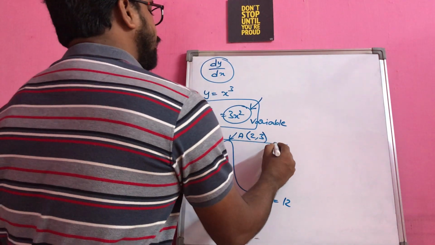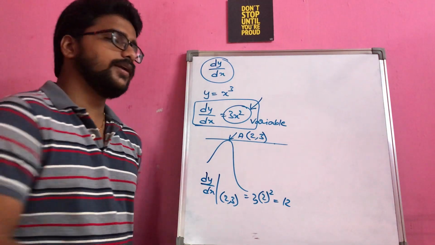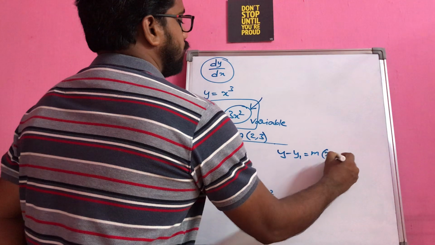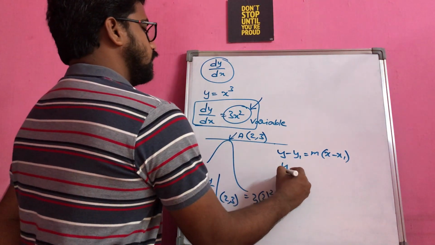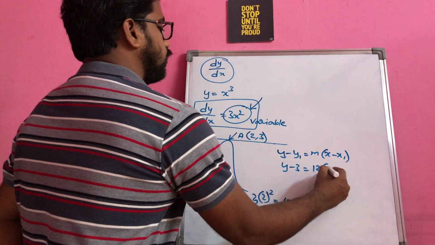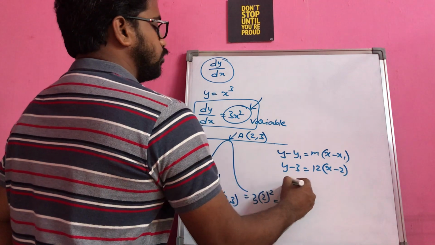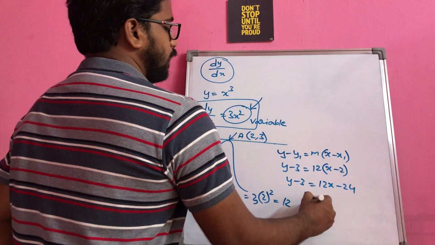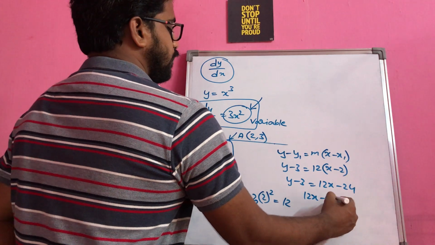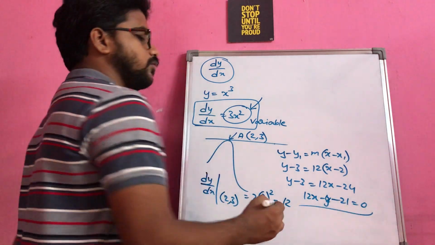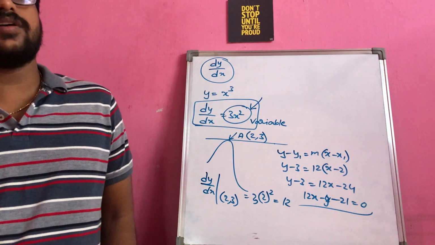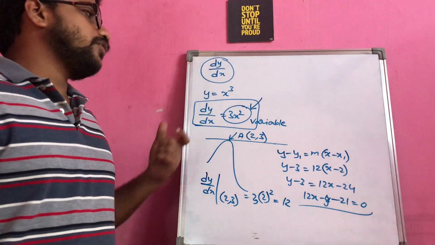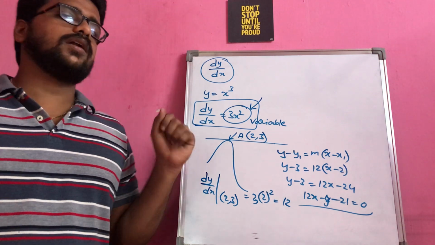As I am finding the tangent at this particular point, my equation of tangent will become y minus y1 is equal to m times x minus x1. So that means y minus 3 is equal to 12 times x minus 2. On further simplification, you will be getting like this. If I bring all the terms to one side, 12x minus y minus 21 is equal to 0, which is my required equation of a tangent.